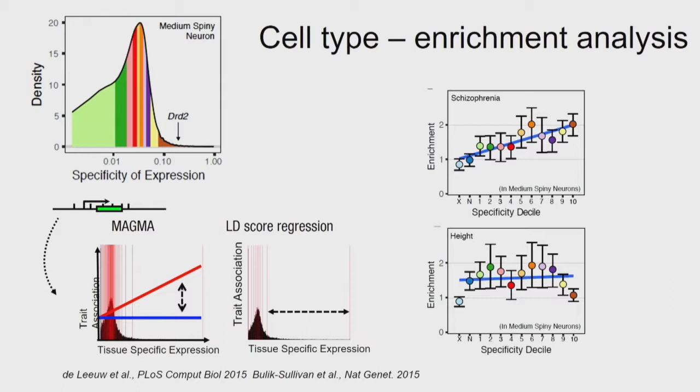To do this analysis, we had to come up with a way to merge GWAS data with single cell data. For the single cell data, we created these kind of specificity of expression graphs for each cell type. This here is a medium spiny neuron of the striatum. What you can see here is the density of genes and then the specificity of expression of those genes in the cell types. In green here and maybe in pink, you have the genes that you need to be a cell.